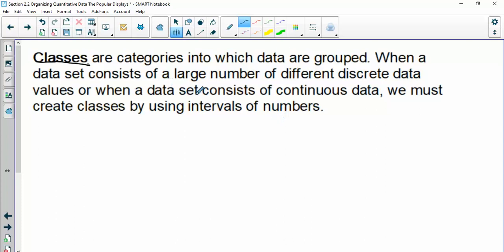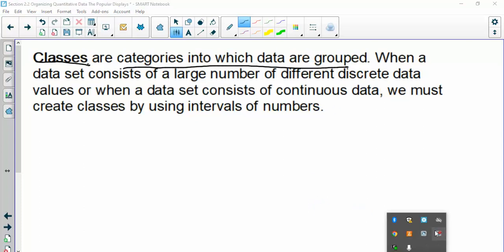When we do those, we do intervals of data. I think, did I give you guys this definition, or do you have to write it down? I can't remember. So the classes are just the categories into which we group our data. Like this.